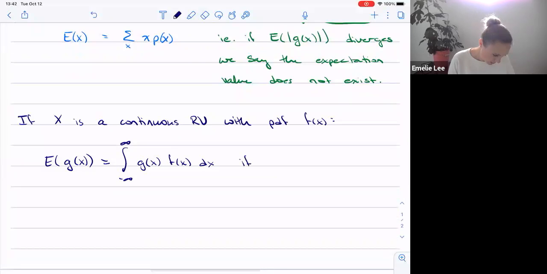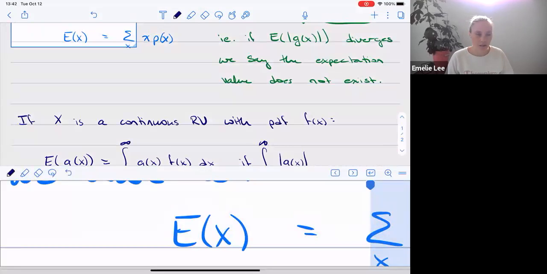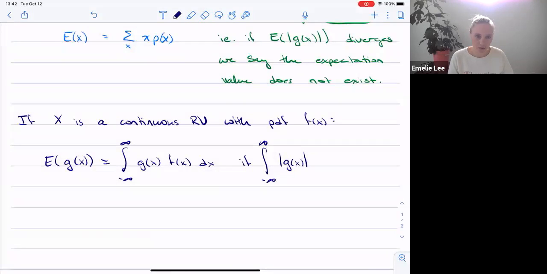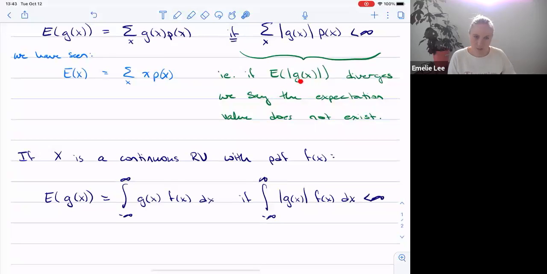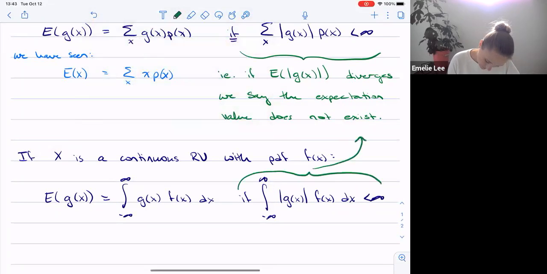If the integral from negative infinity to infinity of the absolute value of G of x times f of x with respect to x has to be less than infinity again, okay? This is for the same reason. In fact, this integral is the expected value of the absolute value of G of x, right? And so we have the same situation in either scenario. Okay, so the same description applies.